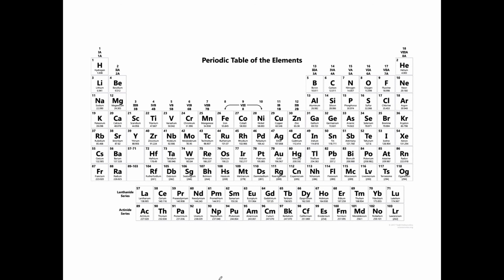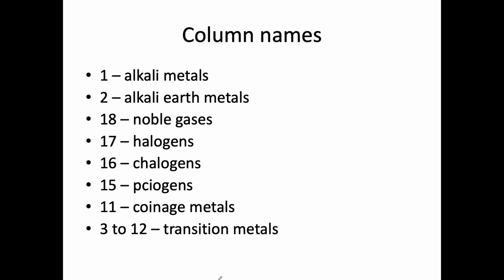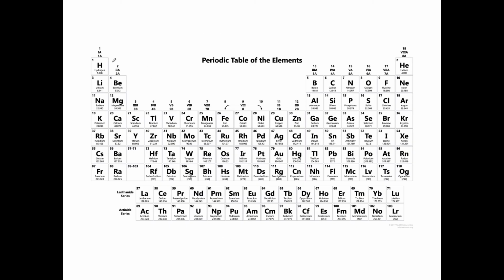Now, I'm going to go back a minute. We've got column names. These are the common names for all these columns. So I'm going to come back here, and column 1 is called alkali metals. And this is alkaline earth. Alkali means making base.